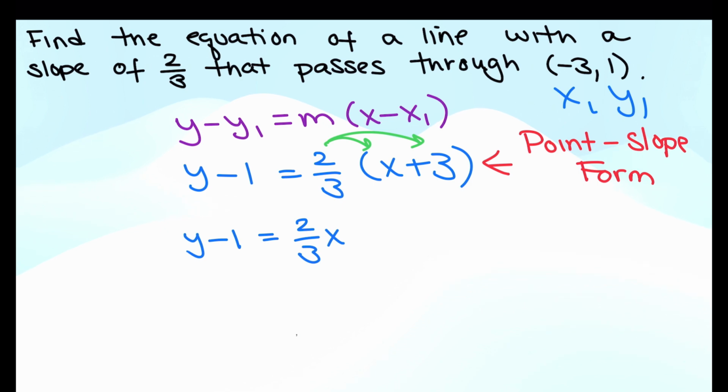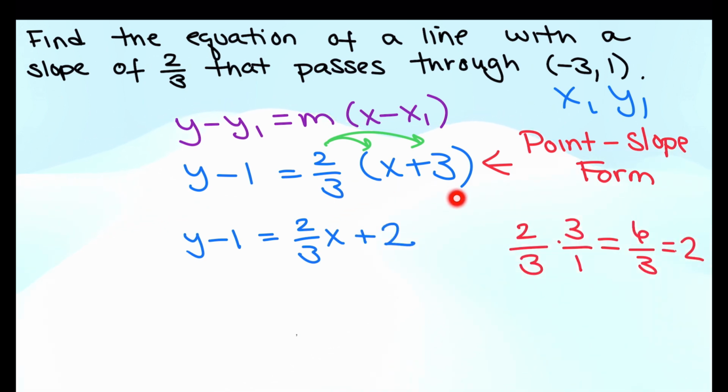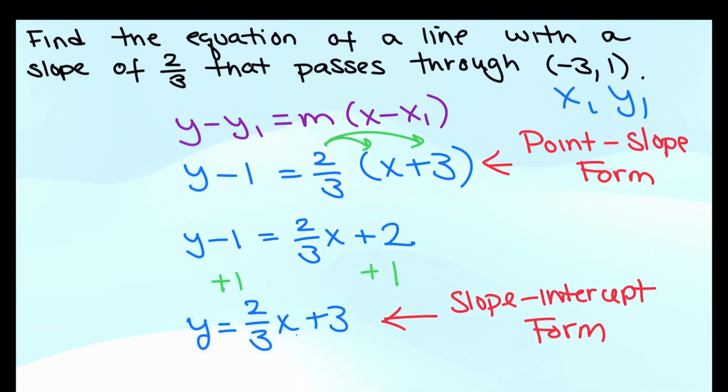So I've got 2/3 x, and then 2/3 times 3, that's 2/3 times 3 over 1. If I multiply straight across, I get 6 over 3, which reduces to 2. So 2/3 times 3 is 2. And then finally, I'm going to add 1 to both sides. And now I have y equals 2/3 x plus 3. This is my equation in slope-intercept form. So I was able to take my point-slope form and simplify it down to slope-intercept form. I can see that the slope is 2/3, and I also know that the y-intercept has to be located at 3.